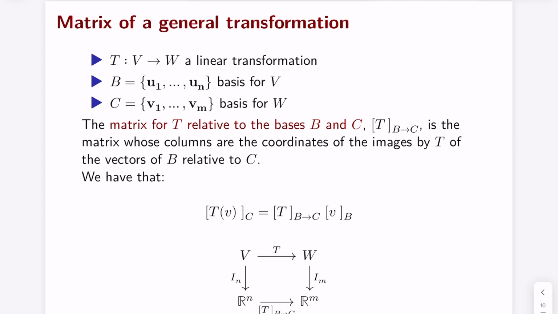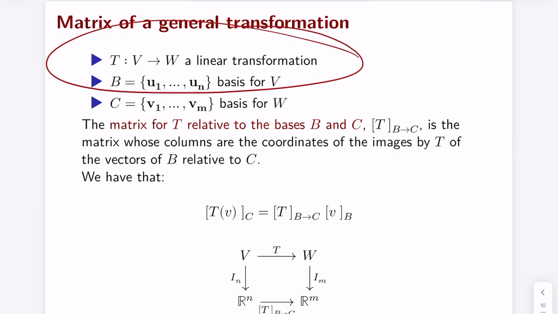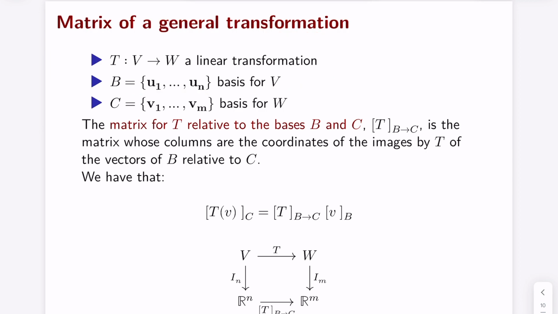We're going to calculate now the matrix associated to general linear transformations. For that, we're going to use all that we know of calculating matrices associated to transformations in Rn, as well as the isomorphism between any vector space and Rn that we saw previously.